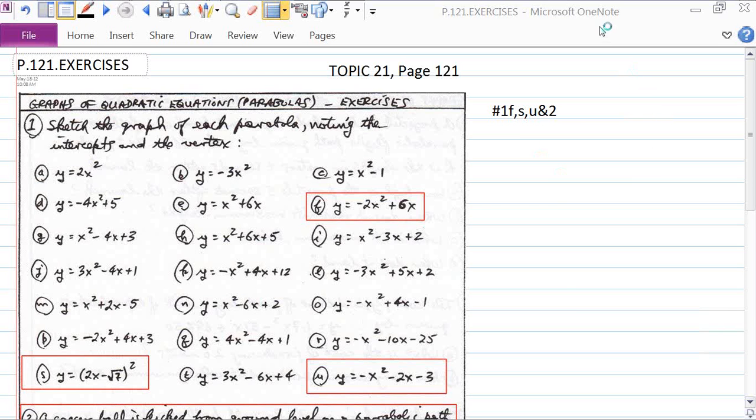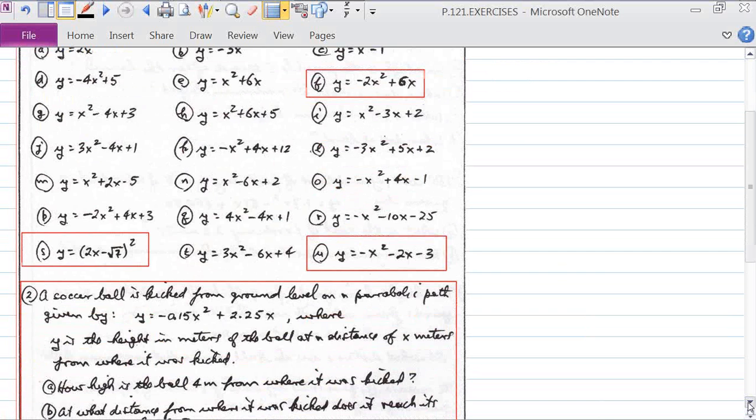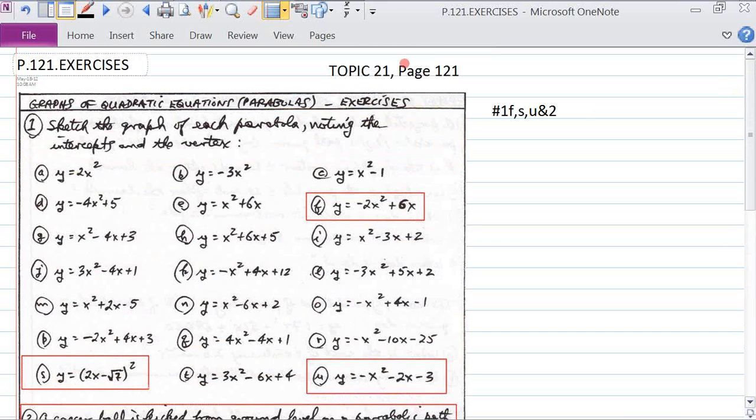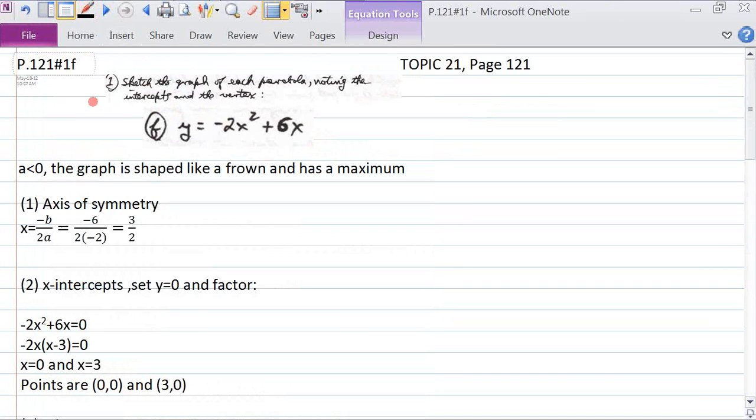So we're on page 121, and we're going to do problems 1F, 1S, and 1U, F, S, and U. And we're also going to look at and go through problem number 2. So page 121, topic 21, let's start off. And we're going to do 1F.